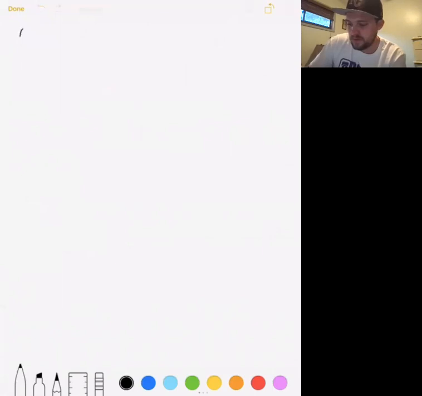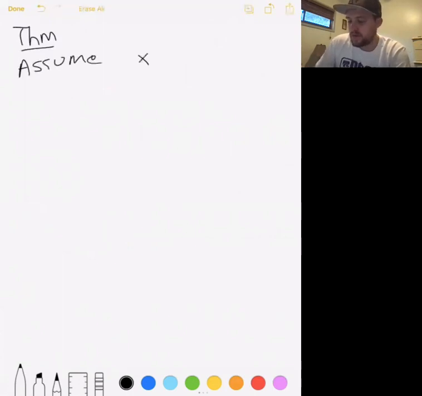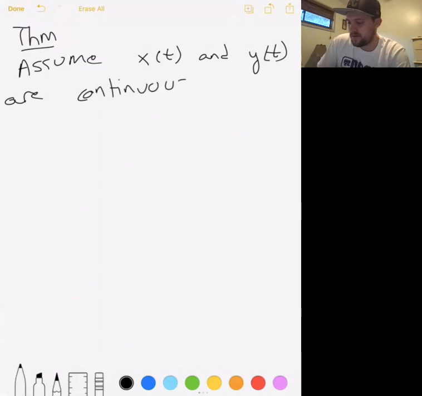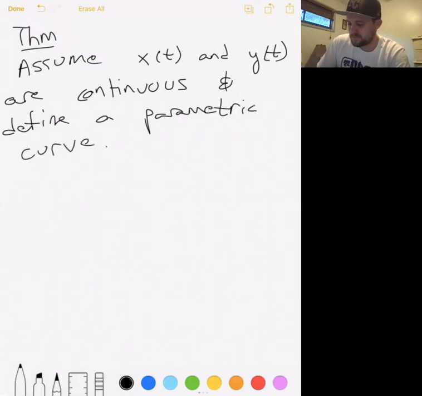So, theorem. Let's assume x of t and y of t are continuous and define a parametric curve. Let's also assume that x prime and y prime exist.